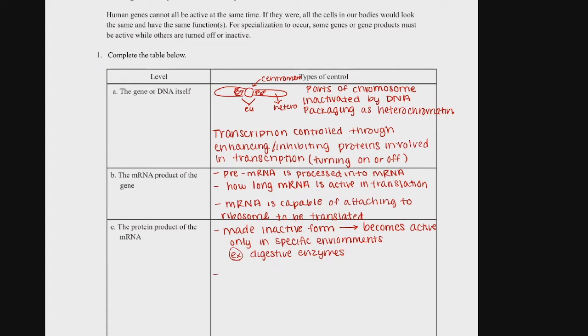If produced in active form, then the protein can be inactivated by the presence of a molecule that changes its allosteric form.